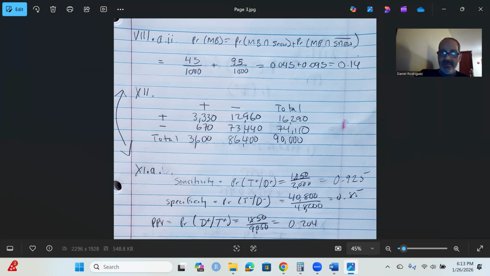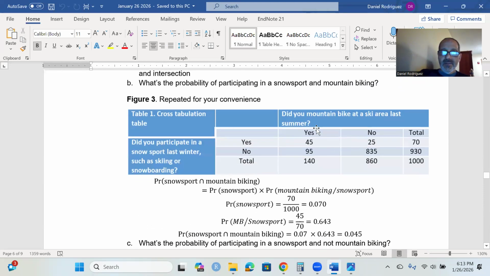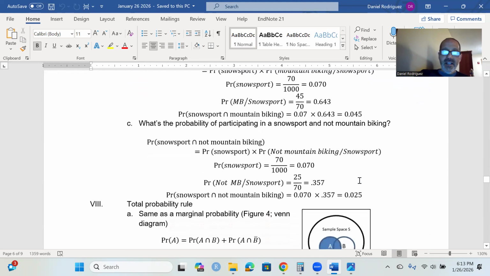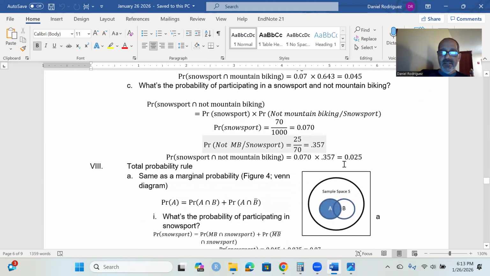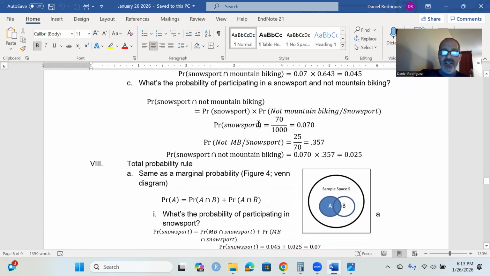But if I wanted to do that, what's the probability of participating in snow sport and not mountain biking? So you participated in a snow sport, yes, and you didn't mountain bike. That's 25 out of 1,000. Oh, I did it. Okay, right here, 0.025. So either or, you could just do 25 divided by 1,000, or you can use the multiplication rule and do the calculation. So again, it's either or depending on what someone asks.